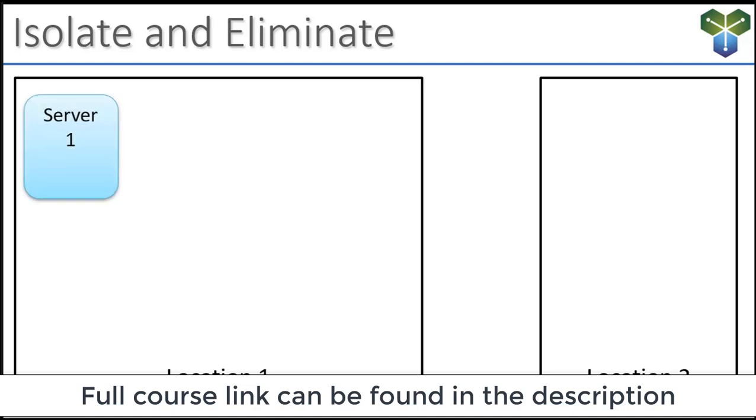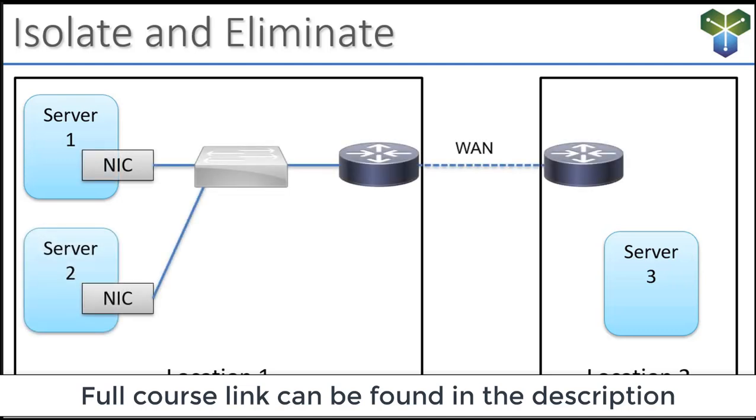So let's start with an example. Our objective here is to isolate the problem and eliminate potential causes. Let's say that we're getting an issue reported to us that server 1 can't communicate with server 3. Well, there's a lot of potential causes to that problem, and one of the main things we're going to need to figure it out in a quick manner is a network diagram. So here's a look at the network diagram that we're going to be using.